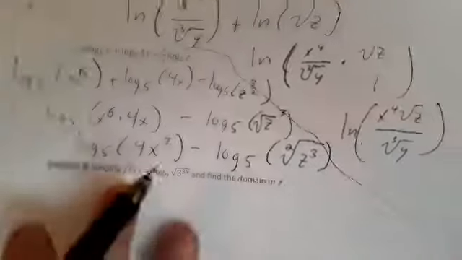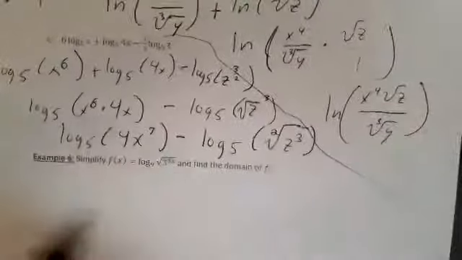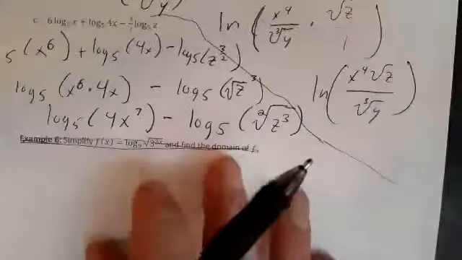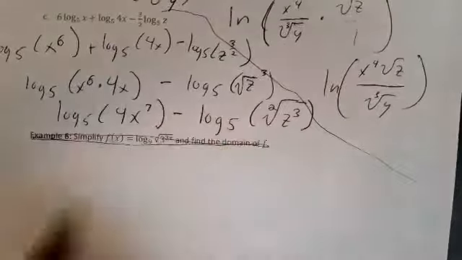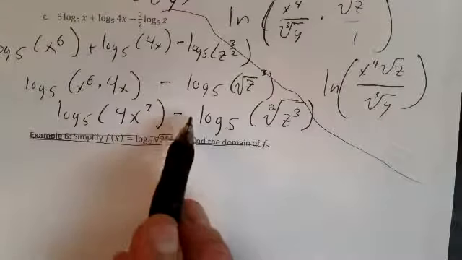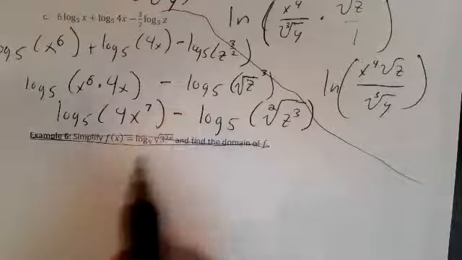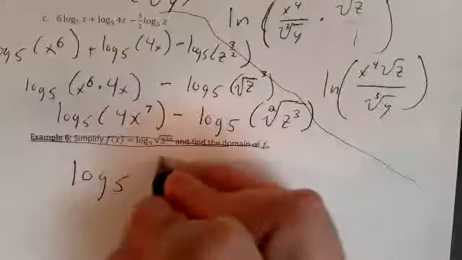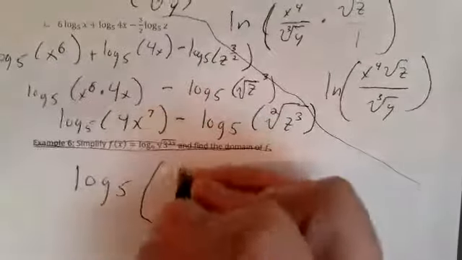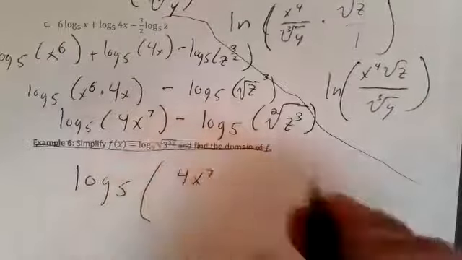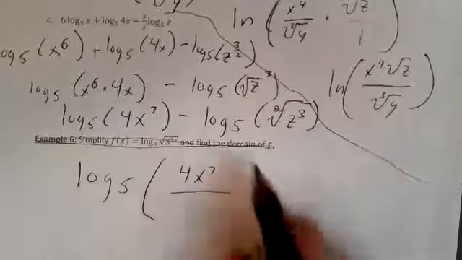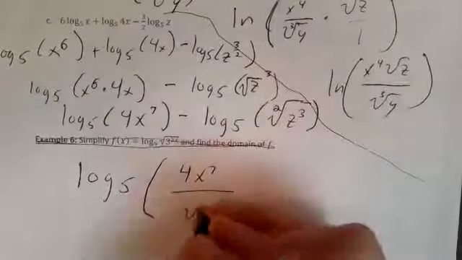Okay. So I'm running out a little bit of room. I'll do this on the back. Ignore this. Log 5, I have 4x to the 7th. Now I have this subtraction sign I want to get rid of. I want to combine these two logs into one log. And to get rid of that subtraction sign, I have this thing. That's the first thing, that's on top. This thing, the second thing, is on bottom.